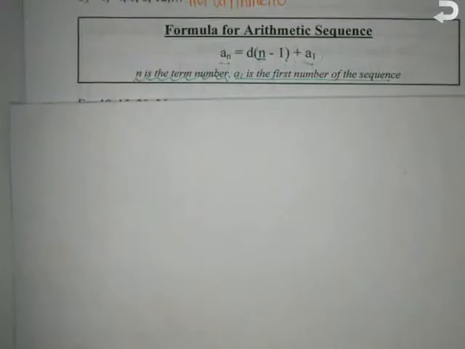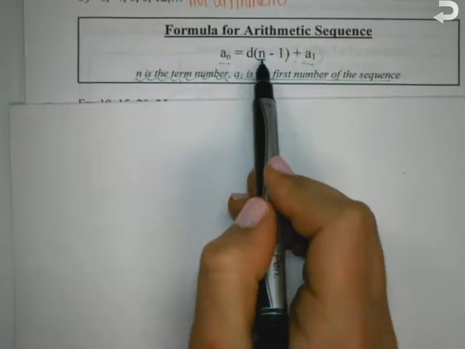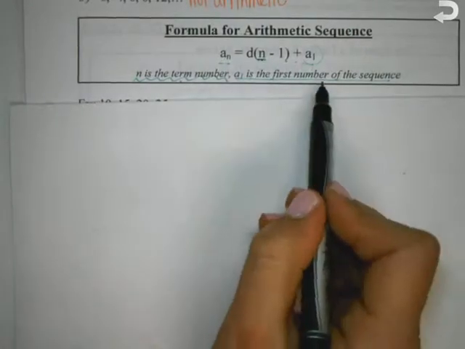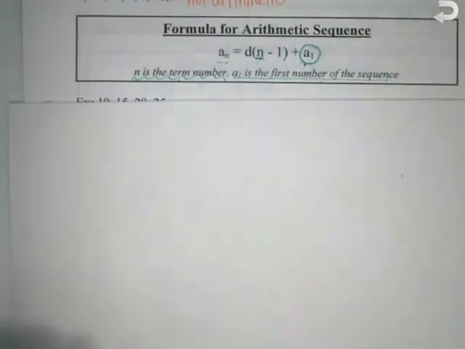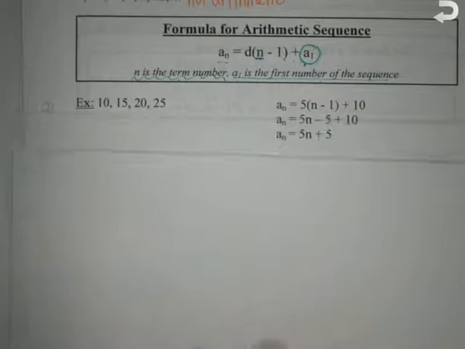Okay, so if I want you to find the third term for n, you're going to plug in 3, and then you're always going to plug in for a sub 1 whatever the first term was, not the term number, the first term. Okay, so let's look at the example right here.